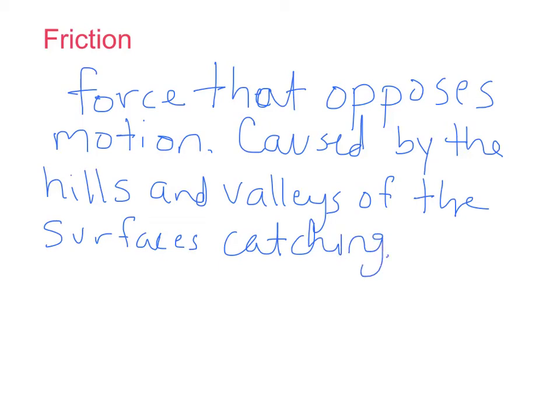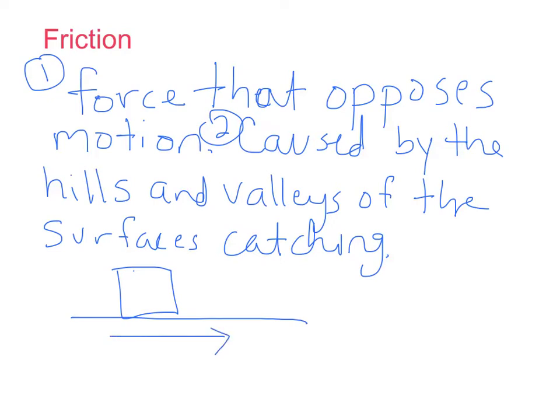Remember, I wrote the force that opposes motion. Second thing is I said it was caused by the hills and valleys of both the surfaces catching on each other. I didn't write "on each other." And then if you want to draw a picture, some people drew this: there's my box, here's my surface, and I'm moving the box this way. Now you remember friction's probably a smaller force, and it's opposing motion. So that's my little arrow that's drawing the direction of friction. I'm going to write friction so I don't forget it. But friction is opposing my motion, so it's going the opposite direction.